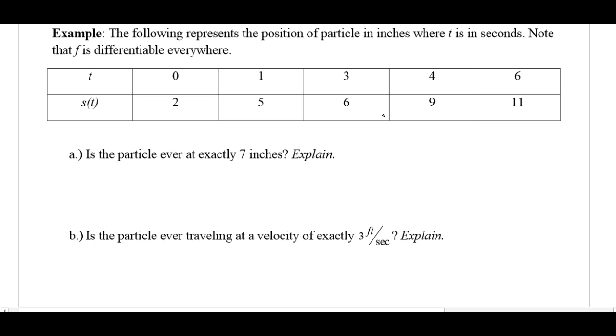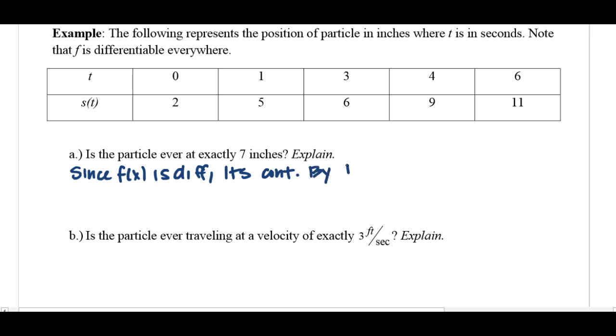So the Intermediate Value Theorem is the theorem I'm using, which requires a continuous function. Now, how do I know that the function is continuous? Because differentiable implies continuous. So we're going to start out by saying, since f of x is differentiable, it's continuous.